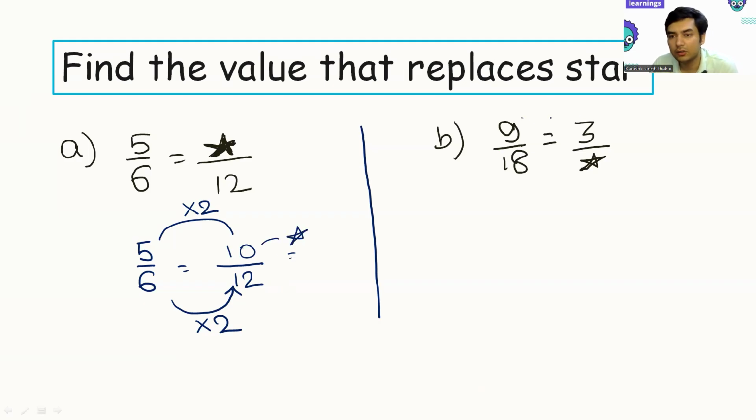Then you have 9 over 18 equals star over 6. The 18 has been converted into 6, so it is divided by 3. So 9 will also be divided by 3, and this will be 3. So this star will be 3. I hope you have understood equivalent fractions. You can solve questions on this and have good practice.